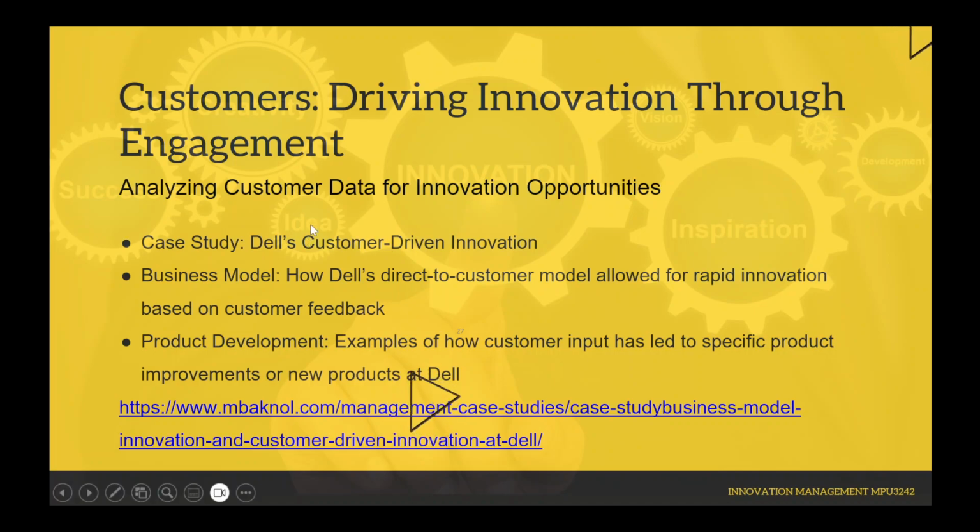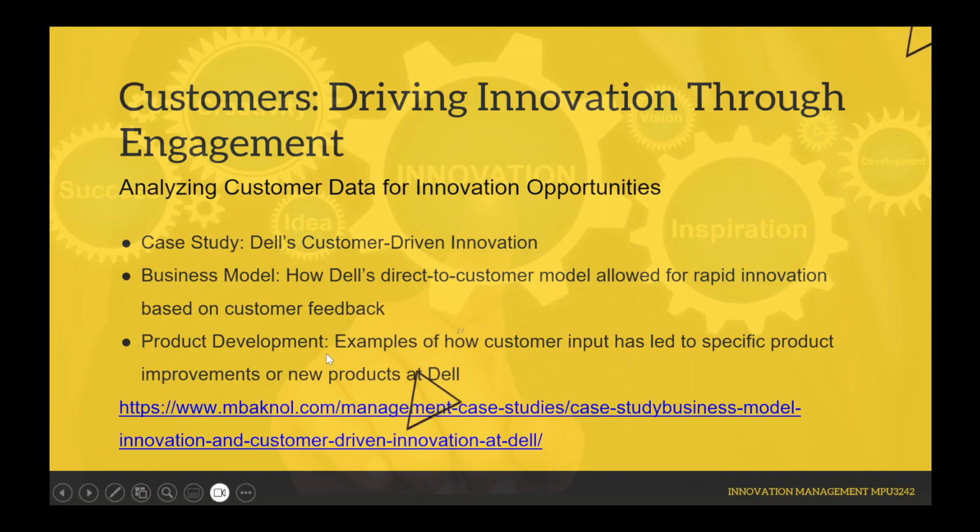Okay, this is where we see in the Dell customer-driven innovation, where the Dell direct-to-customer model allows rapid innovation based on customer feedback, because they are not dealing with the middleman or a supplier, or a salesman. So Dell directly goes to the customer, and the customer gives feedback directly to the company itself.